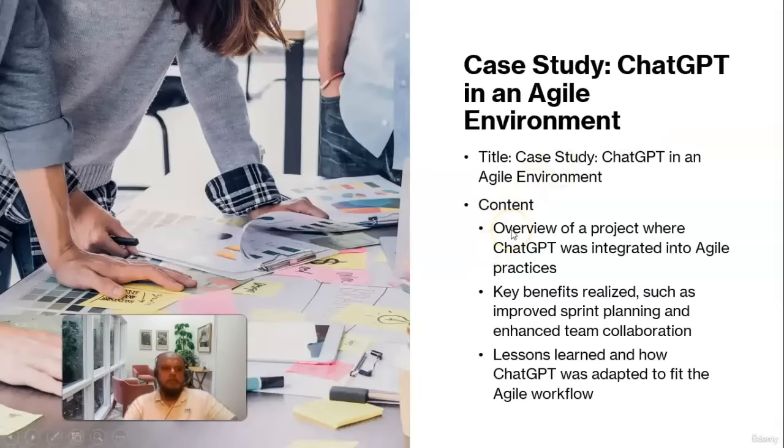Let's discuss a case study where ChatGPT was integrated into an Agile environment. In this project, ChatGPT is used for sprint planning, daily stand-ups, and retrospectives. The results included improved sprint planning accuracy, enhanced team collaboration, and more efficient backlog management. The key takeaway is that ChatGPT, when used effectively, can significantly enhance Agile workflows and lead to better project outcomes.